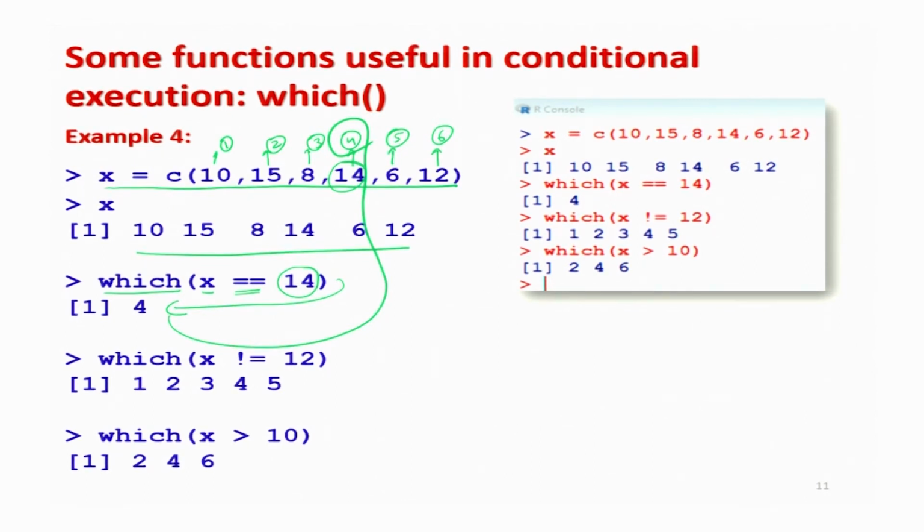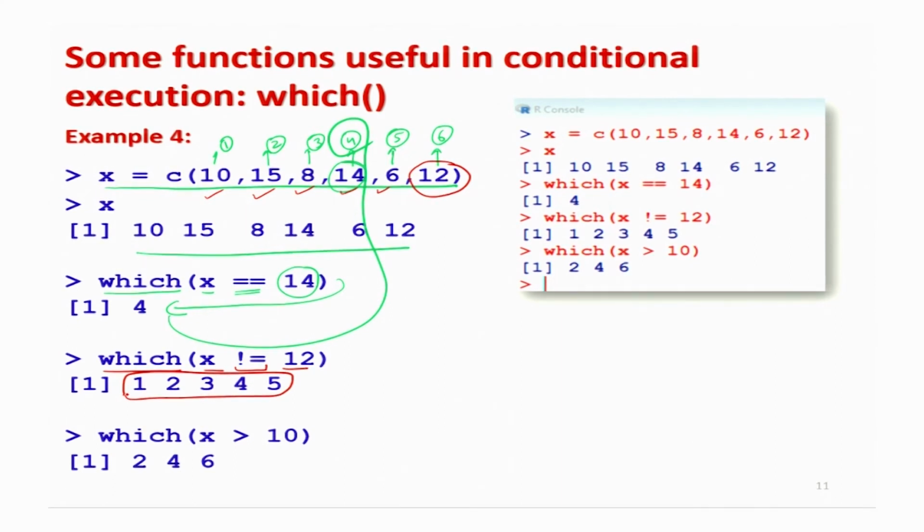And similarly, you can operate some other commands also without any problem. Suppose you want to know which are the numbers in this data vector x which are not equal to 12. You ask which, and inside the parenthesis you write x not equal to 12. You can see the positions of the numbers in this data vector which are not equal to 12 will be reported. The number 12 is at location number 6, and all the other numbers 10, 15, 8, 14 and 6 are at location numbers 1, 2, 3, 4 and 5, which is reported here.